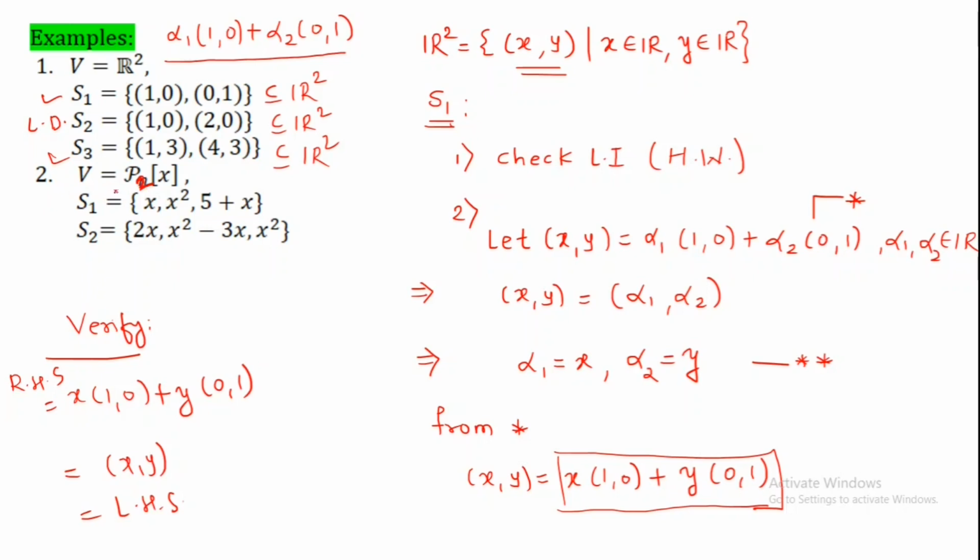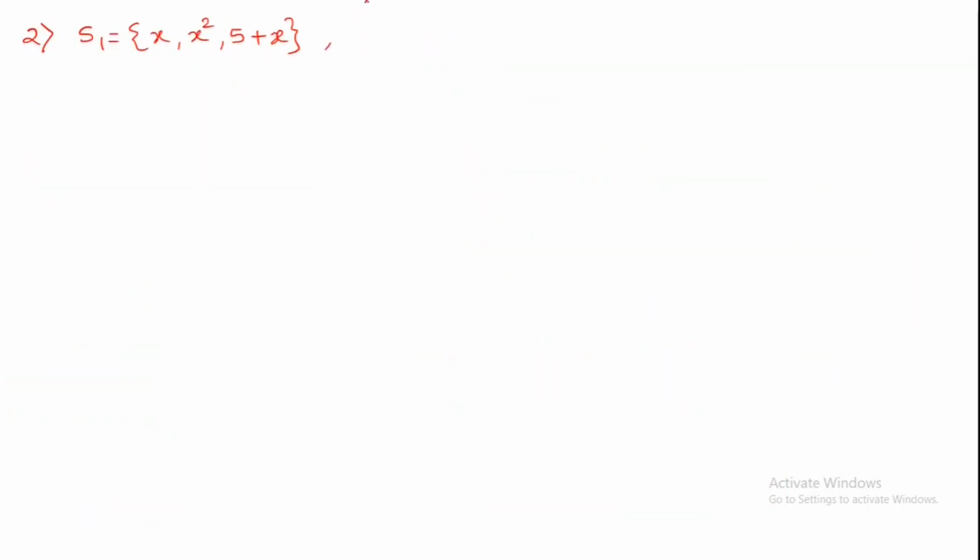It is P2 of x and we have to check which of S1 and S2 are bases of our vector space V. I will do one for you and the other one I will leave to you, that is homework. So x square, 5 plus x. Our vector space is P2 of x.